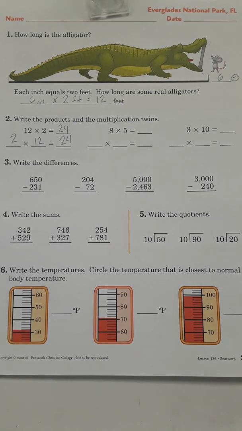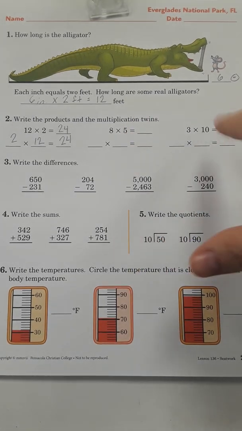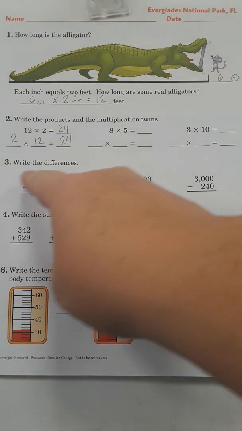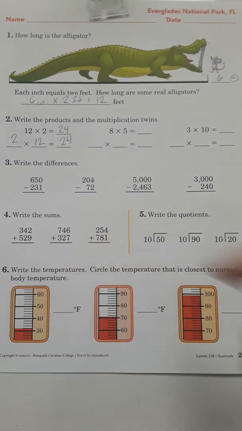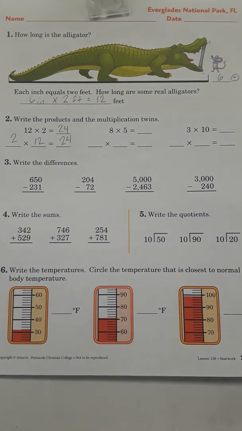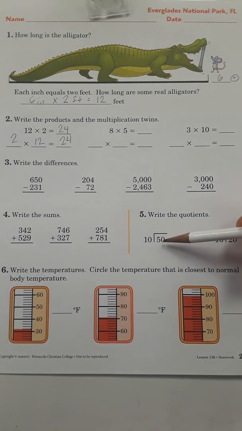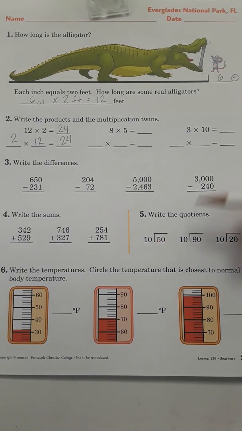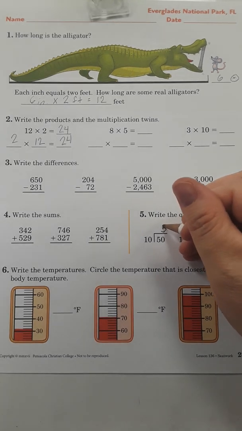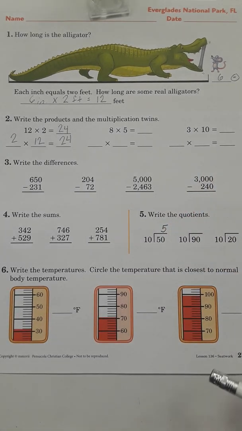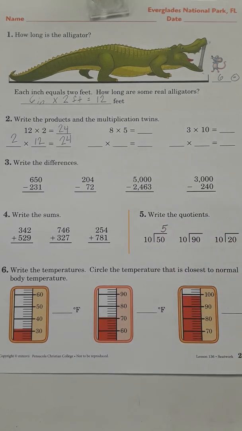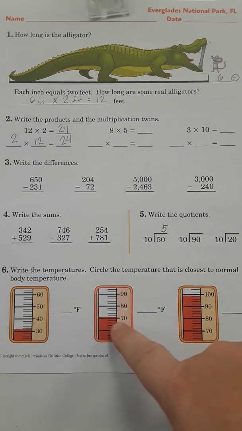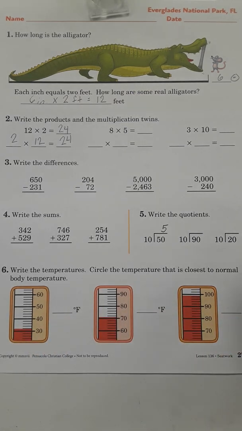Go ahead and do all of these by yourself. How many times does 10 go into 50? We would say 50 divided by 10 equals 5. Make sure that you don't put the 5 above the 5, that you put the 5 above the 50. And you may do the other two here, and you may do the thermometers by yourself.